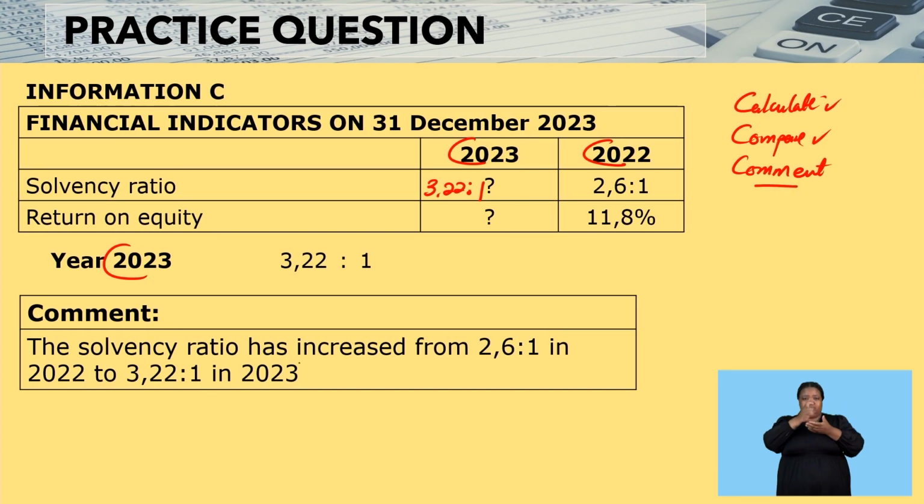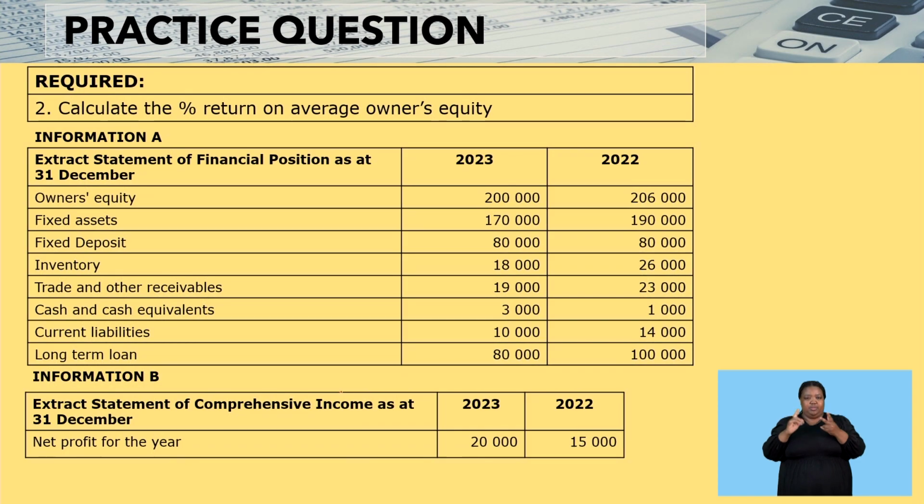Then in my comment, I would say the solvency ratio, I will need to have the name of the financial indicator. The solvency ratio has increased. The word increase is very important because this is the trend, from 2.6 as to 1 in 2022 to 3.22 as to 1 in 2023. And these are my figures. Very important that when I comment, I have the name, the trend, and the figures. Once I have this, then I have calculated, I have compared, and I've commented. I'm going to move on to question number 2.